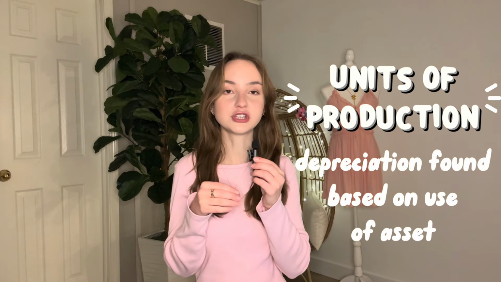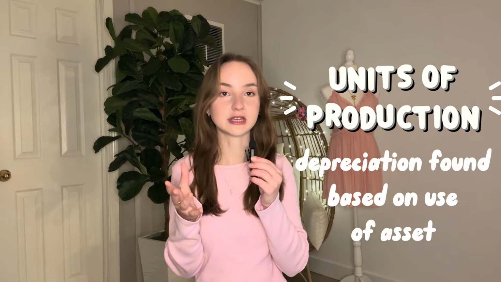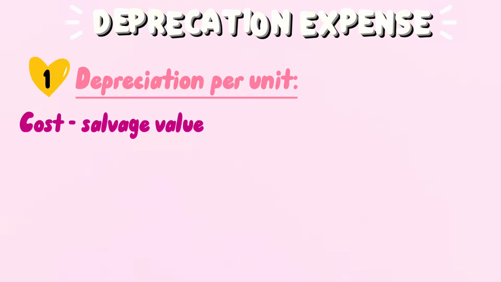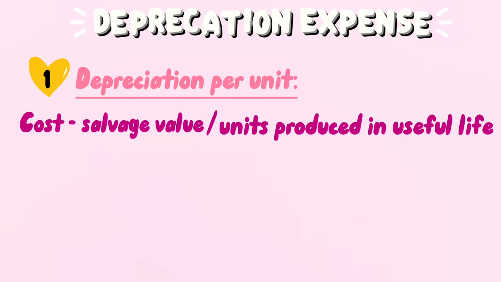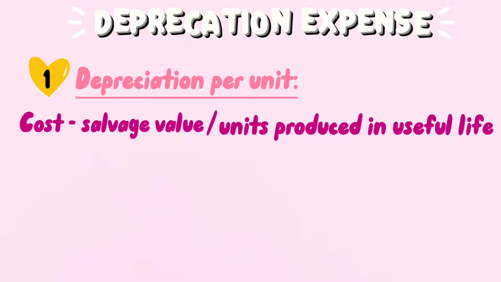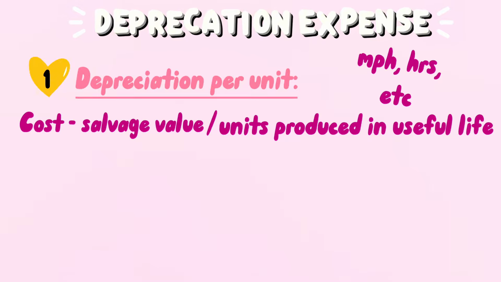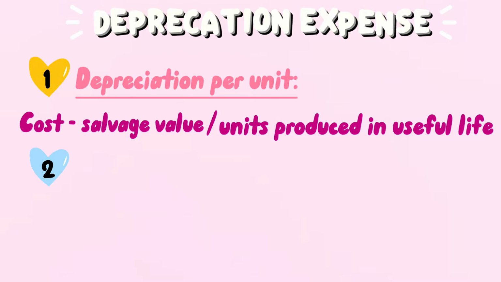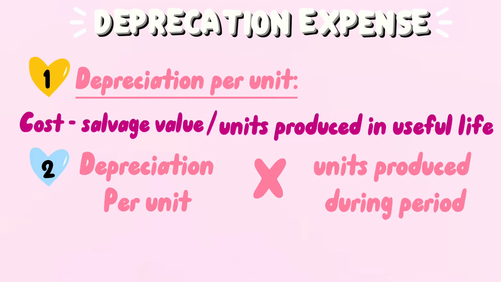Our second method is better for when the use of the plant asset varies between accounting periods. The units of production depreciation will find the depreciation of the asset based off its actual usage that can vary from time to time. First, you would compute the depreciation per unit by subtracting your salvage value from your cost and dividing by the forecasted units produced during the asset's useful life. If the asset we are computing for is a truck, then you're dividing by the expected miles that truck will have driven by the end of its useful life. Your units can be anything. Second step is taking your depreciation per unit and multiplying by the units produced during that accounting period.